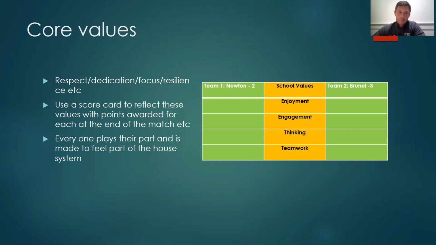And finally, everyone plays their part, because every single student can show good enjoyment, can show good engagement, can show those thinking skills and that teamwork, and they can still contribute towards their team, even if they're not someone who's right at the front or winning the sprint or whatever it is.